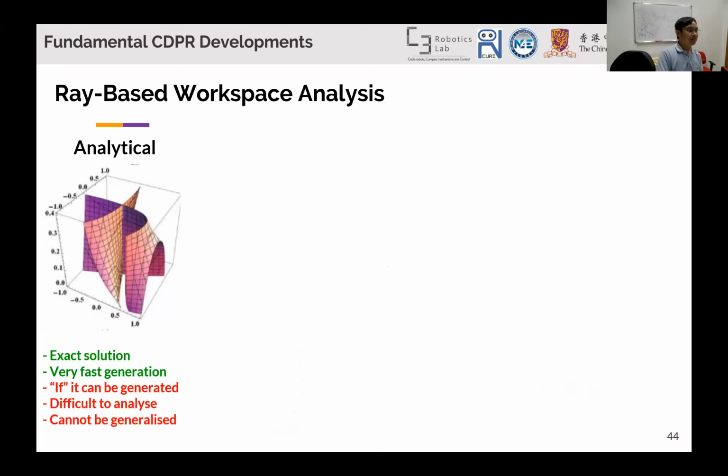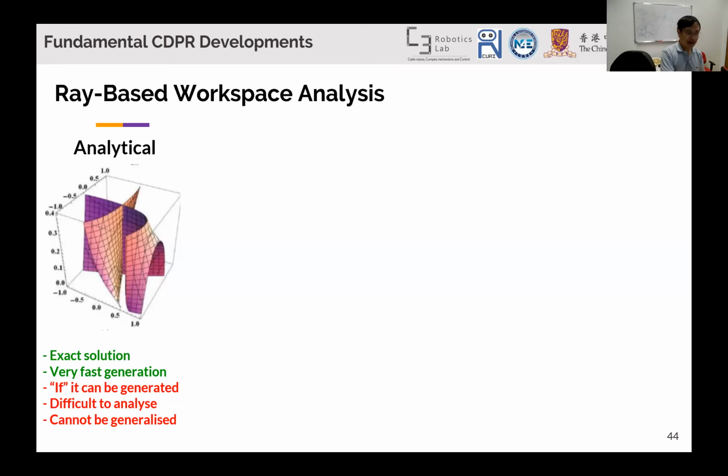So let's summarize some of the types of existing workspace analysis techniques that you may be familiar with. First one is analytical. Again, I want to highlight none of these are good or bad. It's not that certain types of analysis techniques are not good. It's just that they have different pros and cons. So for analytical workspace analysis, you get an exact solution. You get very fast generation of the workspace. But there are some drawbacks. Not all workspaces have analytical forms that are easy to use and manipulate, and may be difficult to analyze.